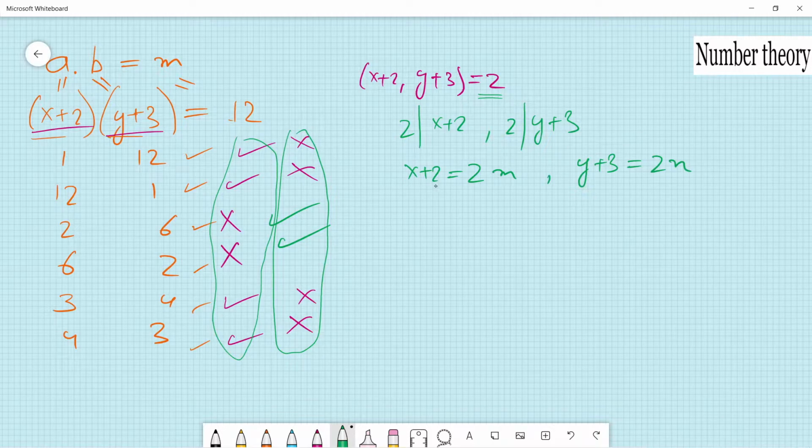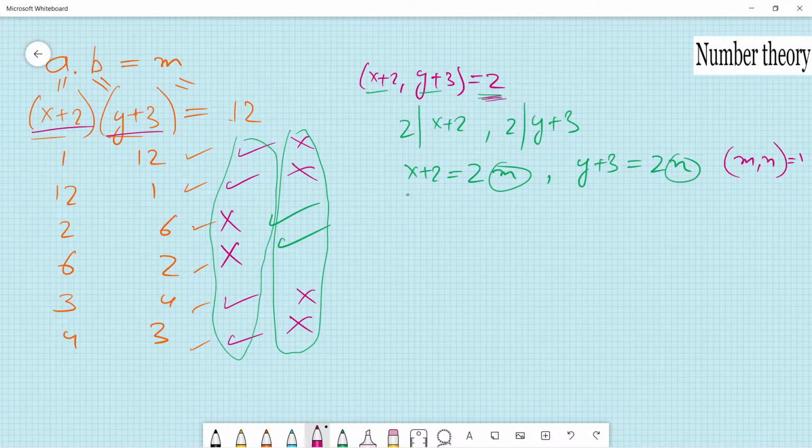And since the greatest common divisor between x + 2 and y + 3 is 2, these two numbers m and n have to be co-prime. Because if they had something in common, then it would contribute to their GCD. Then their GCD won't be just 2. It will be something greater than 2. So these two numbers have to be co-prime.